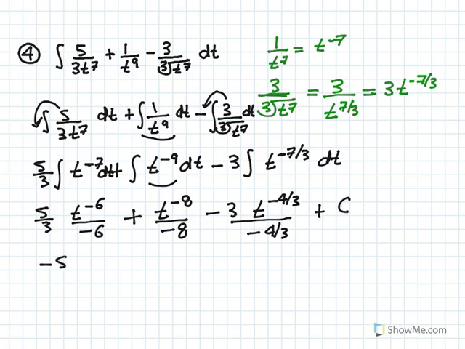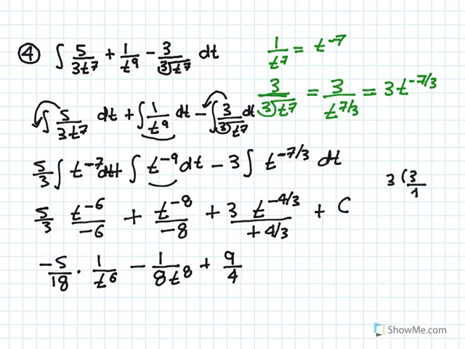Let's simplify the result. We get negative 5 over 18 times 1 over t to the 6 minus 1 over 8t to the 8. The minuses cancel out, and we get 9 over 4. That's because we get 3 times 3 over 4. If we flip the fraction, that gives us 9 over 4, t to the negative 4/3 plus C.